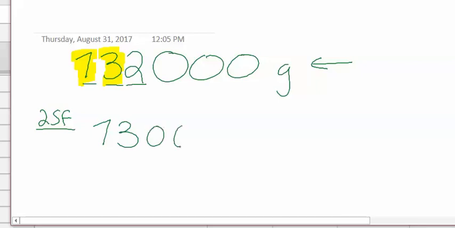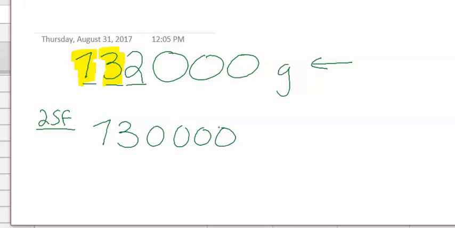You can kind of think of this as your bank account. If you had $732,000 in your bank account and you went to the teller and they gave you $73, you're probably going to be unhappy. You want to keep the value approximately the same. The whole goal here is to keep the approximate value as well as communicate the appropriate level of accuracy and precision.